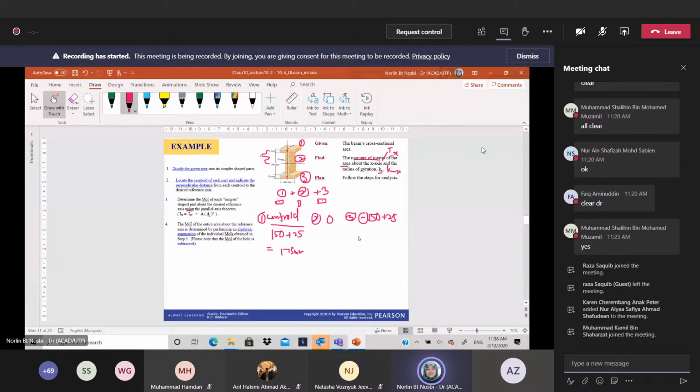Okay, now you know the centroid. So you need to move on to step 3. Step 1, step 2, step 3.